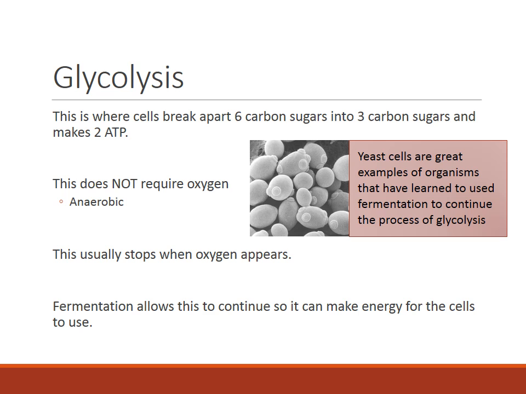So we already mentioned there's this process called glycolysis, and I just want you to remember this is where cells break apart 6 carbon sugar molecules into 3 carbon sugars, and it also makes 2 ATP molecules. Now this process does not require oxygen, and earlier we stated the things that happen that do not require oxygen are called anaerobic processes. They actually usually stop functioning whenever oxygen does appear.